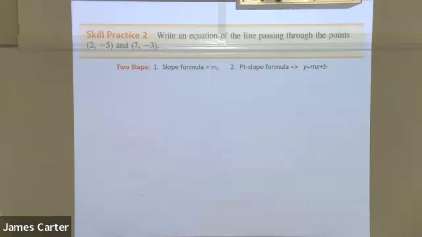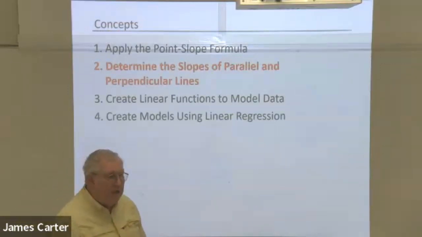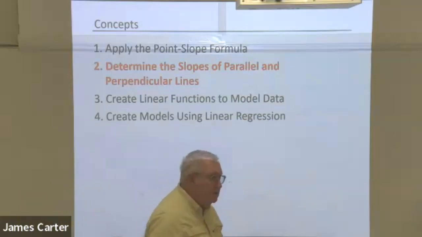Here again, we got a 2-step problem. First, we got to find the slope. Then we got to find the point slope formula. We're going to skip over that one and keep on going, because we need to do parallel and perpendicular lines.